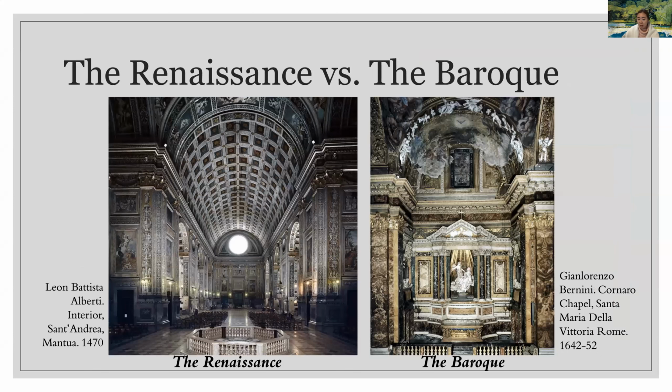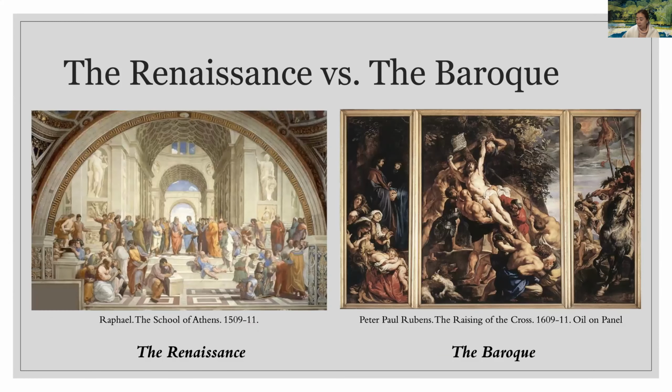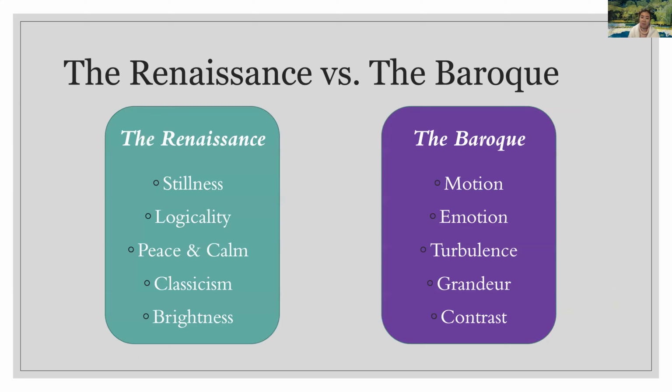So we compared the architecture styles, the sculpture styles, and the painting styles between the Renaissance and the Baroque. And finally, we saw the features of each art movement. The Renaissance features are stillness, logicality, peace and calm, classicism, and brightness. And Baroque art shows motion, emotion, turbulence, grandeur, and contrast.